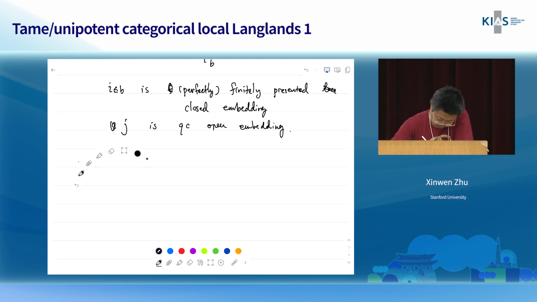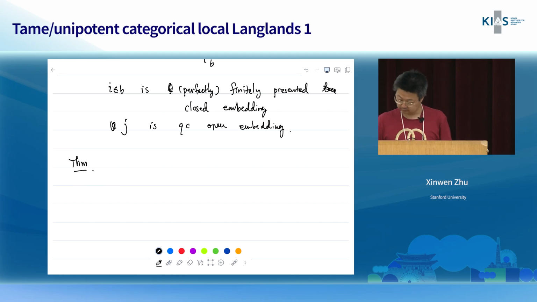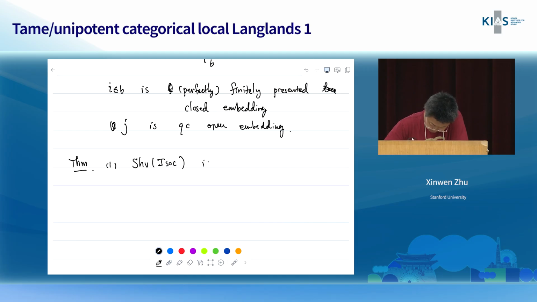So now let me state the theorem. I still need to review what this shift is, but I will do it after I state the theorem. The theorem is as follows. First, this category is compactly generated.